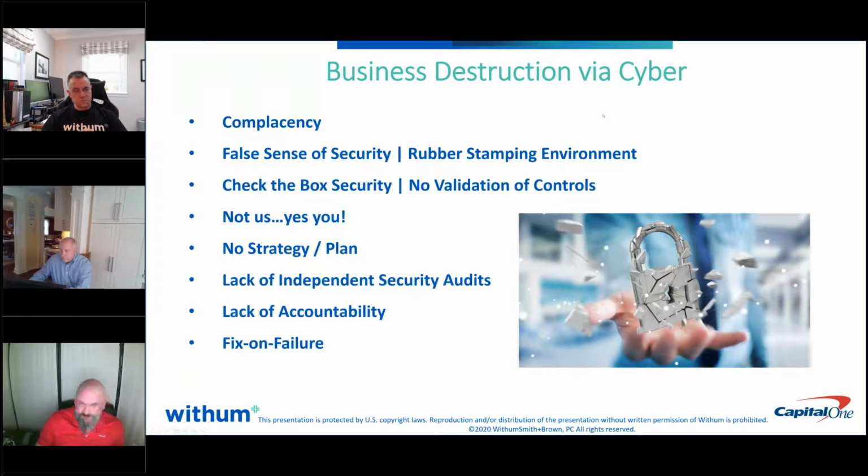And then finally, fix on failure, which may sound obvious. It's not something you want to do, but the bulk of security right now in the United States in an enterprise is reactive. We don't change it until it's happened, because it's expensive. It may cause interruptions. It may not seem like a big deal. And until it happens, we're not going to worry about it. It's very common in corporate America.